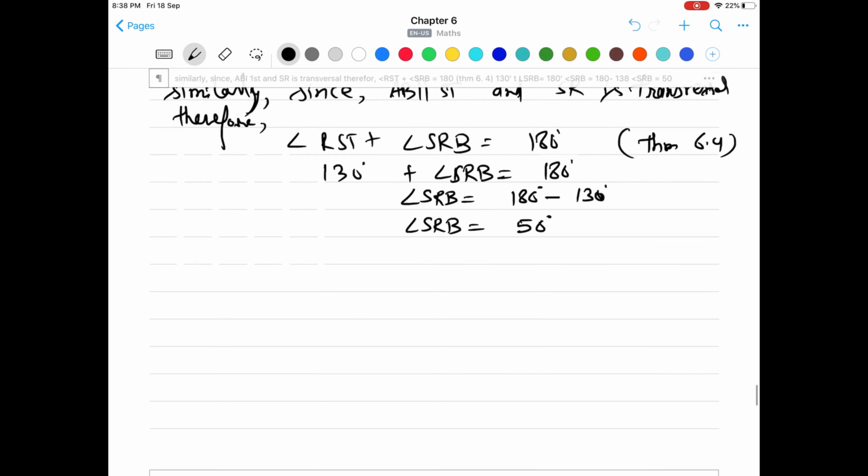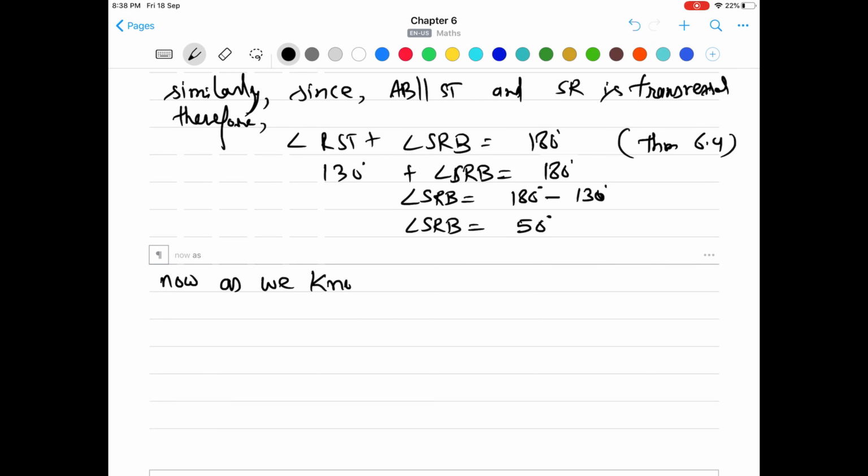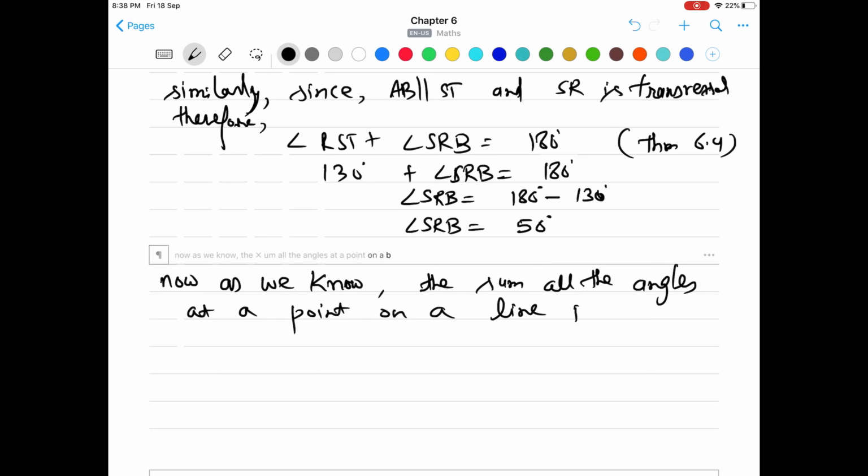Now, as we know, the sum of all the angles at a point on a line is 180 degree.